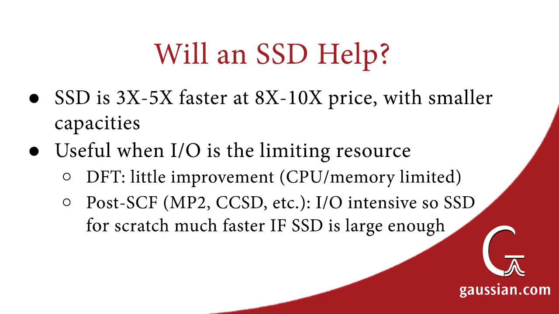SSDs are 3 to 5 times faster than high-performance disk drives, at 8 to 10 times the price. SSDs also have much smaller capacities. An SSD can be useful for Gaussian calculations when I/O is the limiting resource. In practice, this means that an SSD will give little improvement for DFT calculations as they are CPU and/or memory limited. In contrast, for I/O-intensive post-SCF methods, an SSD for scratch will make the jobs run significantly faster, provided the SSD is large enough for the calculation requirements.